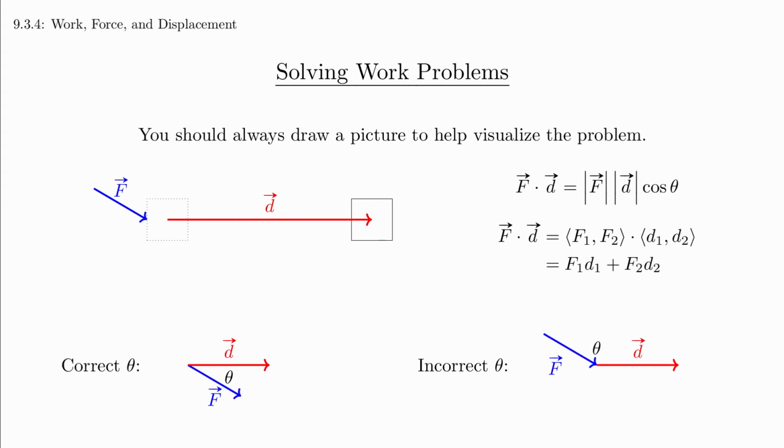Depending on the problem, you will either use the geometric formula or the component-wise algebraic formula. A common error that students make is that they do not put the tails of the vectors together when they calculate the angle. The activity for this section provides a little bit more insight into the concept of work, so you should definitely take the time to think about that one.